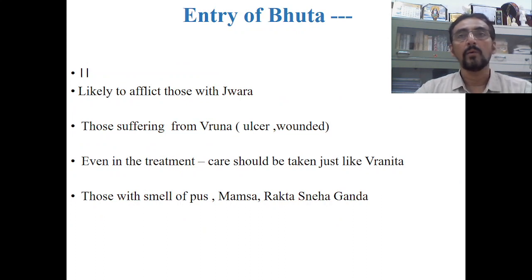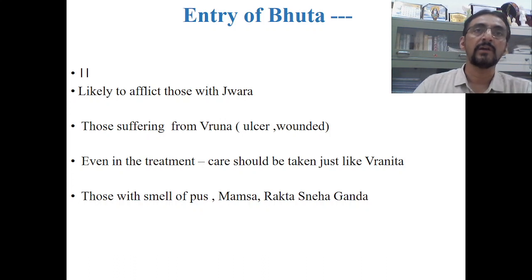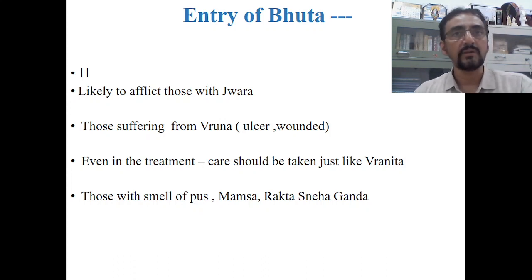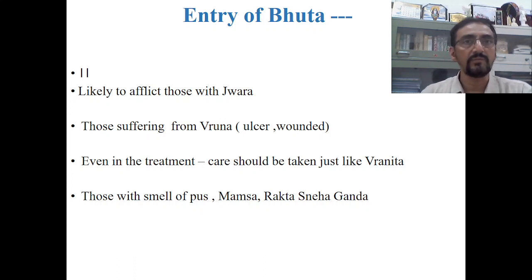Now, while explaining the bhutas, we know that bhuta, peta, preta, pishacha, then rakshasa, asura, are nothing but microorganisms. Their severity differs, their situation of entry differs, that's all. Otherwise, they're all microorganisms, invisible antigenic structures or materials.